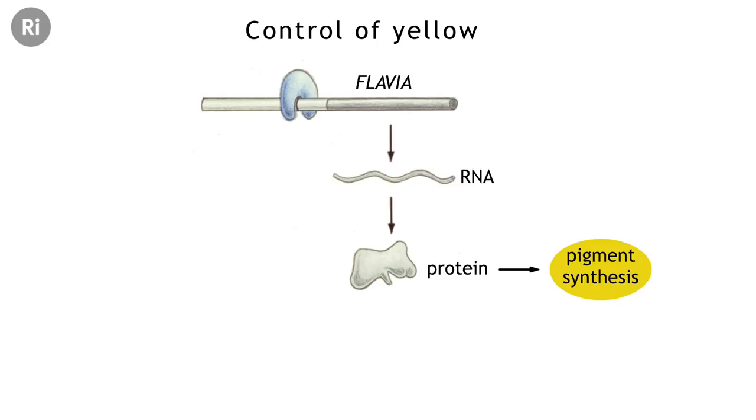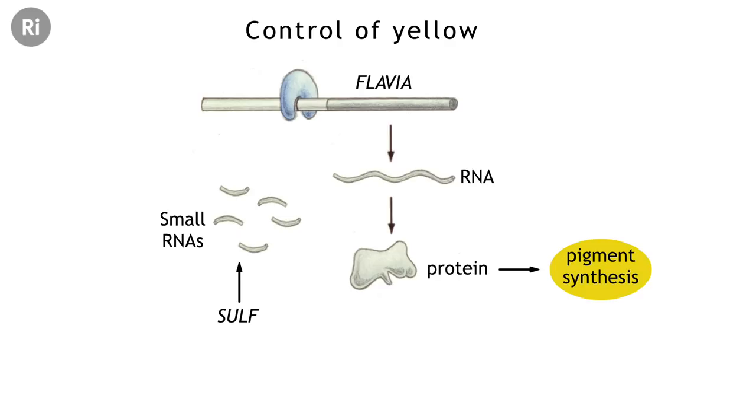Let me tell you, how do these genes work, Flavia and Sulfuria? They don't quite work in the same way as the magenta genes. In this case, Flavia codes for the RNA that then leads to the production of a protein involved in pigment biosynthesis. So Flavia is a gene needed to make the yellow pigment. Sulfuria, we showed very recently, operates in a different way, the stencil gene, that operates by generating small RNAs.